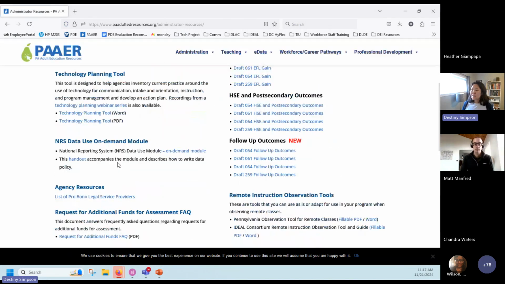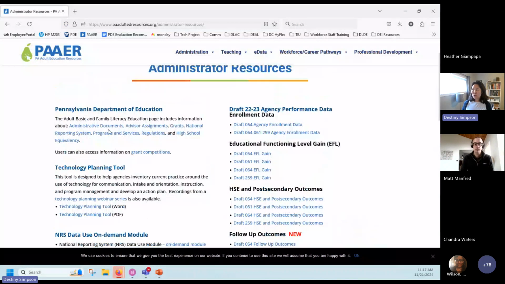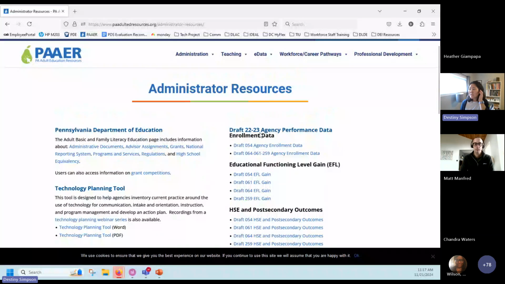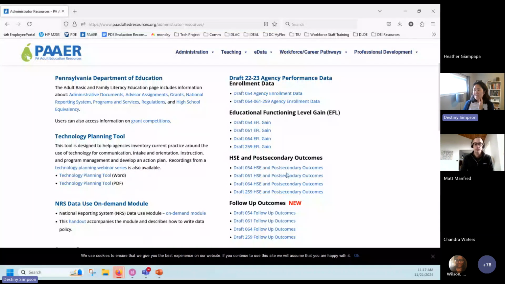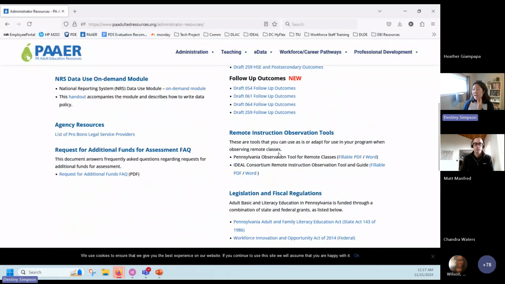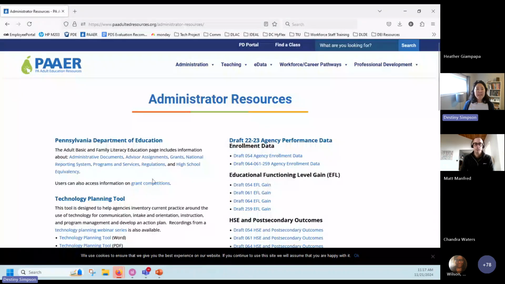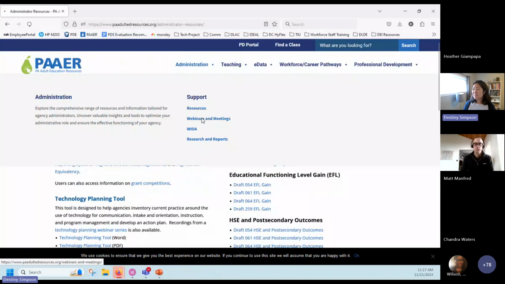So under resources, this is where there's a lot of different program administration resources here. I'm sure you've probably come to this section here to look at your draft agency performance information. And this page may end up looking a little bit different design-wise, but the content will remain the same.